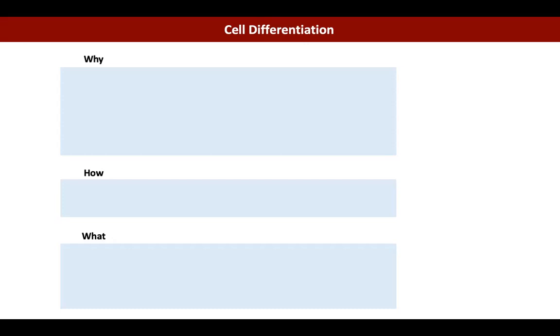What would happen if all the cells did the same functions? So if you have 25 trillion cells, let's say, just as an example, and all the cells did everything, for example, they all performed kidney functions, muscle functions, neuron functions, all of the cells performed the same functions. What would happen? Anybody?